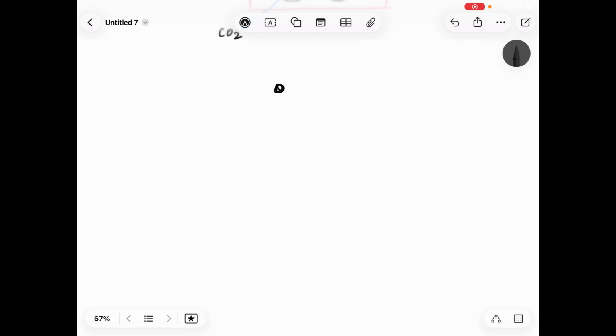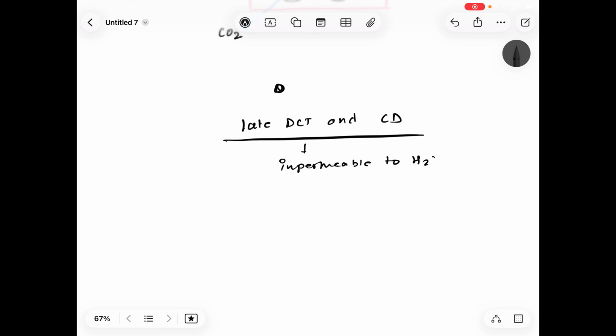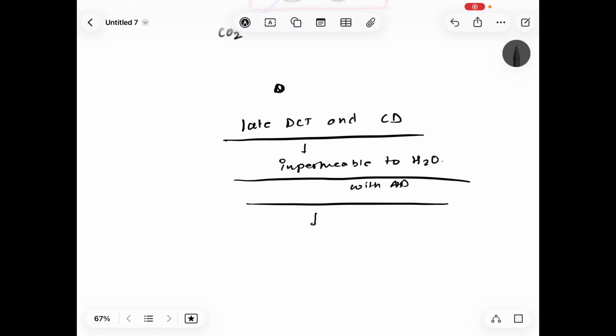One more thing we have to remember is that the late DCT and cortical collecting duct are virtually impermeable to water, H2O, without ADH. When ADH acts on these parts of the nephron, it creates aquaporins which help in H2O reabsorption. So this area is under control of ADH, which controls the dilution or concentration of the urine.